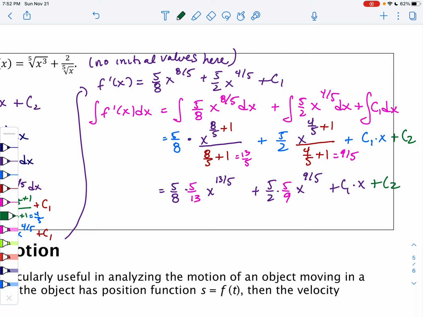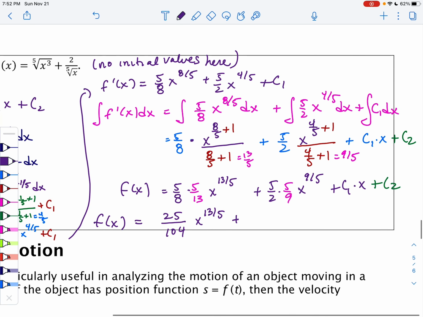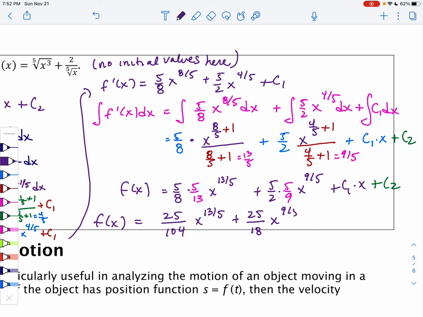Simplifying that completely, we end up with, and this is our f of x, and so our final answer, f of x here, is going to be 25 over 8 times 13, which I believe is 104, times x to the 13/5, plus 5 times 5 is 25, 2 times 9 is 18, times x to the 9/5, and we still have plus c sub 1 times x plus c sub 2. And that is going to be our answer.